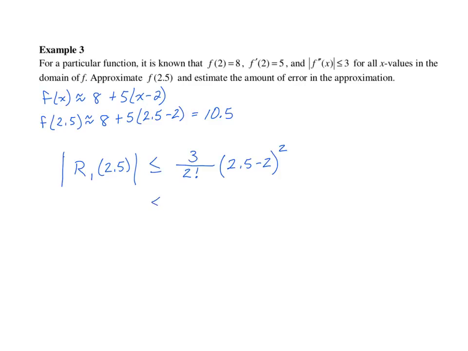So what that gives us is that this remainder is less than or equal to 3 over 2 factorial, which is just 3 over 2, times 1/2 raised to the second power, which would be 3/8 or 0.375.